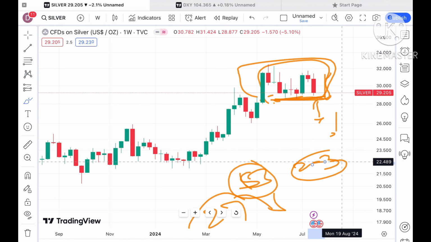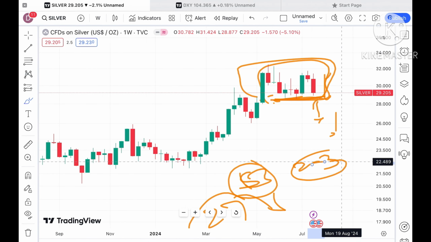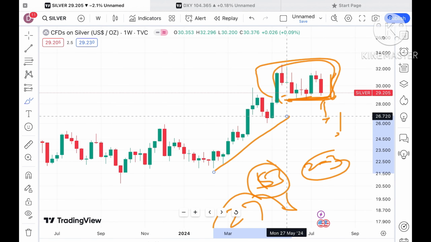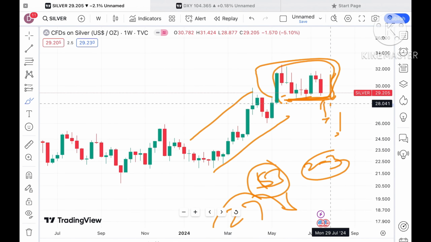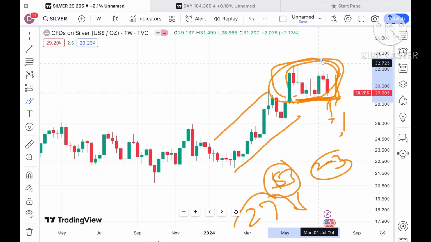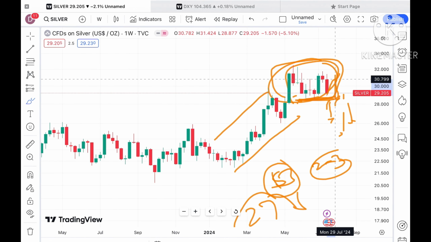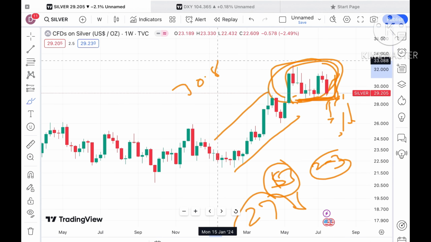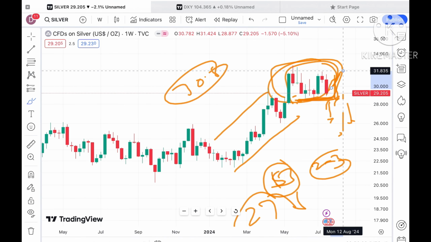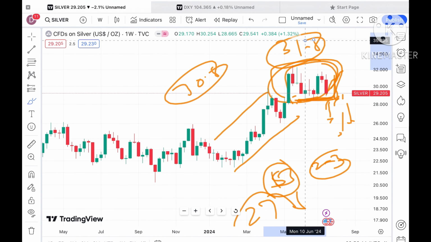Looking at this chart, for the previous 2 weeks it has been continuously on the downside, and overall this is an uptrend. Now this is the range. If the price breaks downside towards 28.5, there will be a further downfall, but if the price goes above a level of 30.8, we can see further upside movement, and then it can cross a level of 31.8 also, and then further upside.